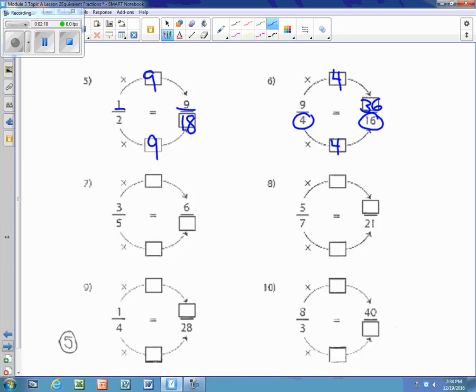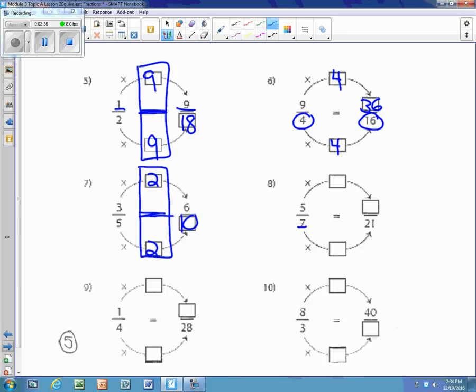What did I do to the 3 to get to 6? I multiplied by 2, so I have to multiply by 2 on the bottom. 5 times 2 is 10. The reason this works is the 2 over 2 is really just like 1. 9 over 9 right here is just like 1.